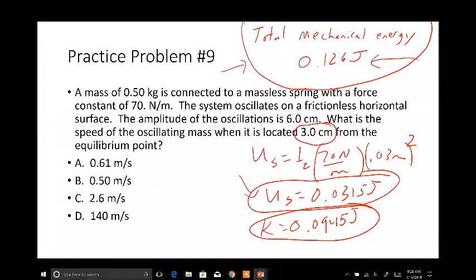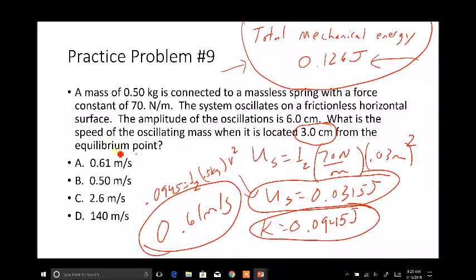Now we're going to take this quantity and set it equal to 1/2 mv squared. So we're going to say 0.0945 joules equals 1/2 times the mass, which we know, 0.5 kilograms, times v squared. So now we simply solve this for v, and we end up with 0.61 meters per second once we solve that out for v. So answer A is what we're looking for on practice problem number 9.